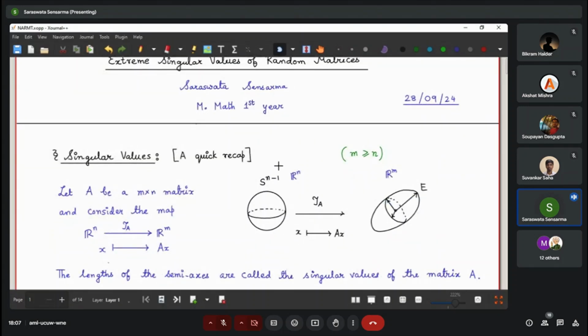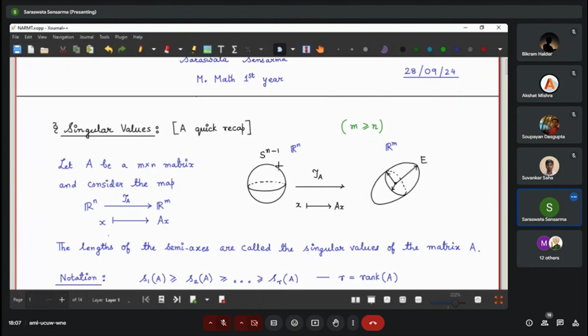I guess all of you know what singular values are, but there is this very nice geometric interpretation. If you consider an M cross N matrix, this is one advantage of having singular values: you can talk about non-square matrices, whereas eigenvalues are restricted to square matrices. But anyway, we will later on only restrict ourselves to square matrices, so that's not too relevant. So A is an M cross N matrix. Then we consider this map.